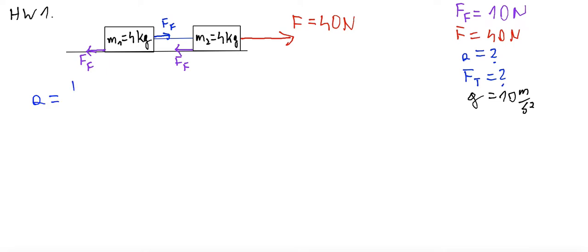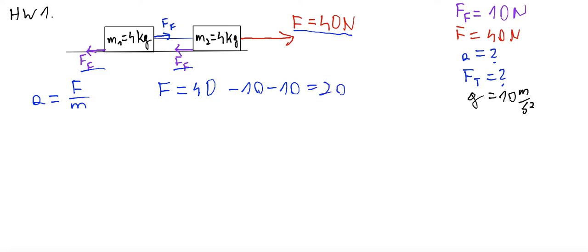Acceleration is total force divided by total mass. So what is the total force? This system experiences three forces: a force of 40 newtons acting to the right and two frictional forces acting to the left. Acting to the right is positive, acting to the left is negative. 40 minus 20 is 20 newtons.